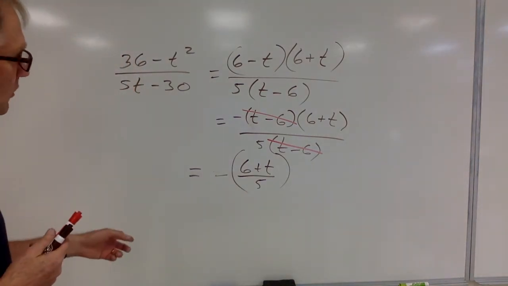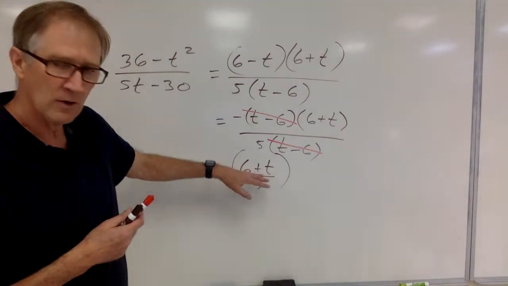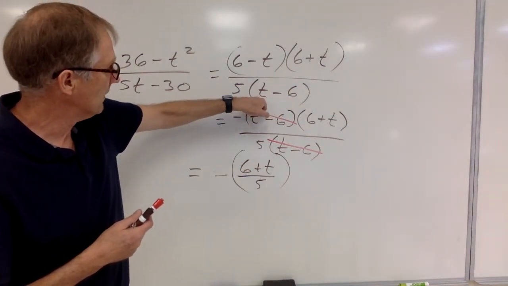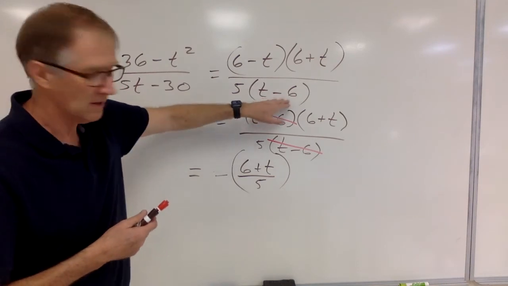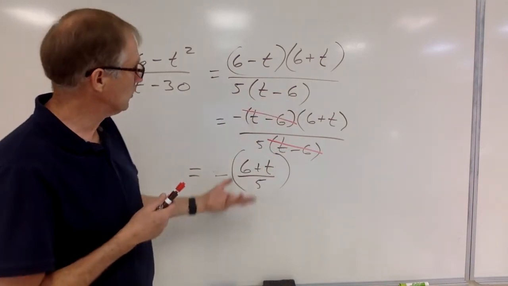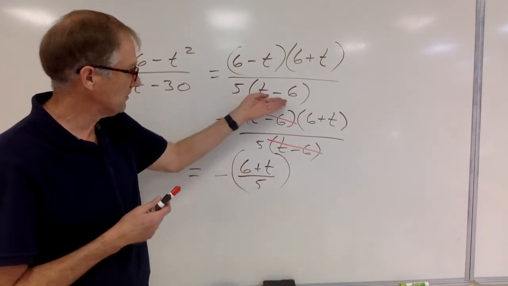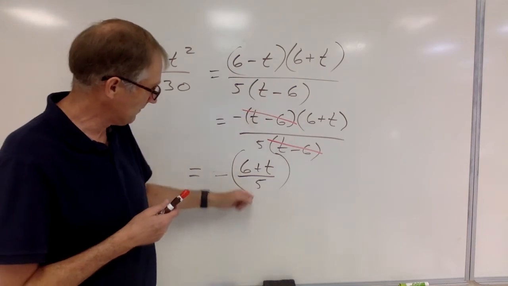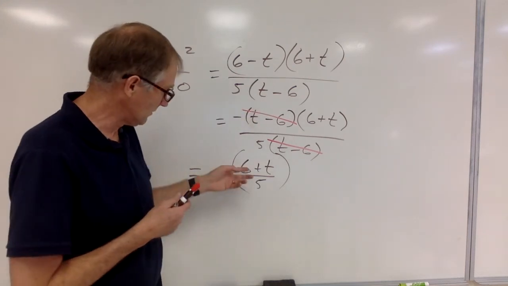Well, what's the excluded value? If you're looking at just this, there is no excluded value. But if you go up here, if you were to stop up there, you'd say your excluded value is 6, and that would be valid. But the truth is, you can't put 6 in right here because you'd end up dividing by 0. But if you'd simplified it, then you could put 6 in here because that's fine.